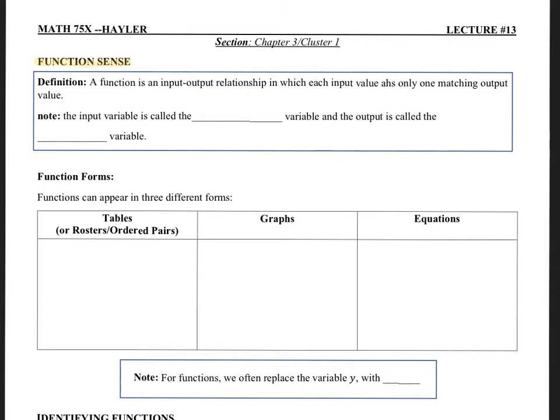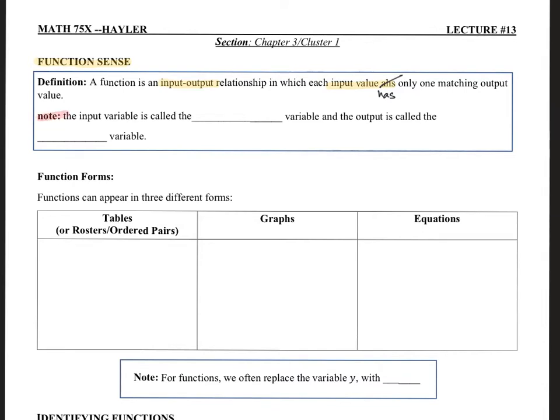Okay, so function sense. So the definition: a function is an input-output relationship in which each input value has only one matching output value. Okay, so note.